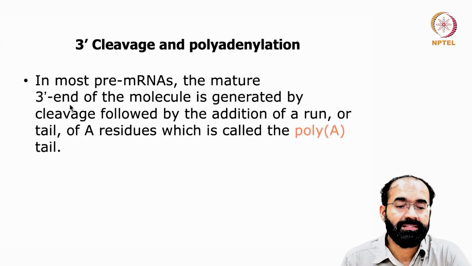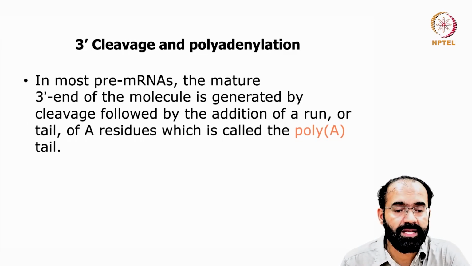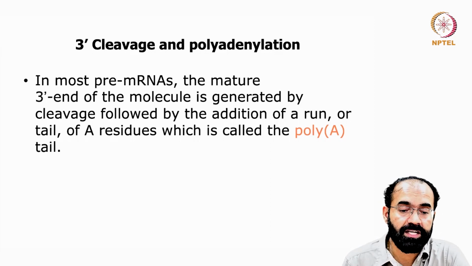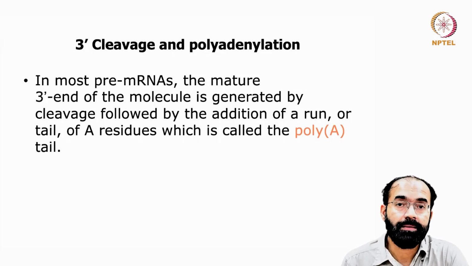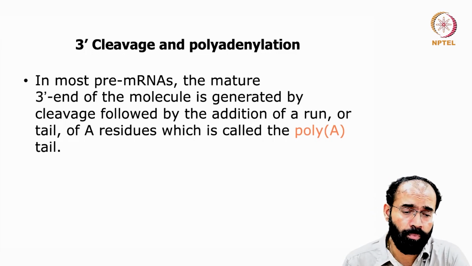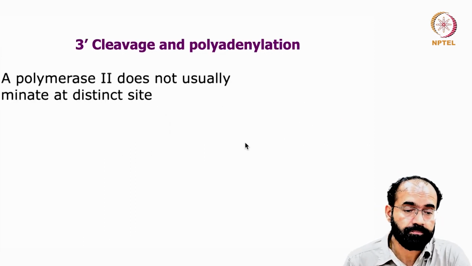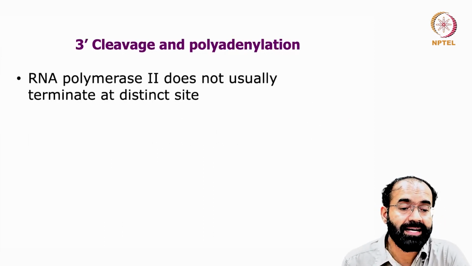So now comes the 3' end cleavage and the polyadenylation. In most pre-mRNAs, the mature 3' end of the molecule is generated by cleavage followed by addition of a run or a tail. Run means the same sequence is being repeated, and a tail means again it doesn't have any complex structure, it is A, it will continue. It is called a poly A tail or poly A track, that is added by a unique enzyme called poly A polymerase. So RNA polymerase II does not usually terminate at a distinct site.